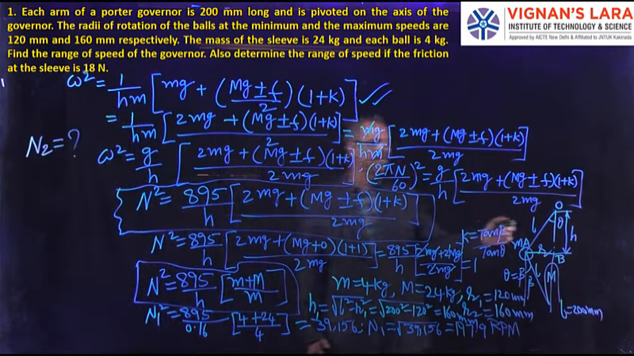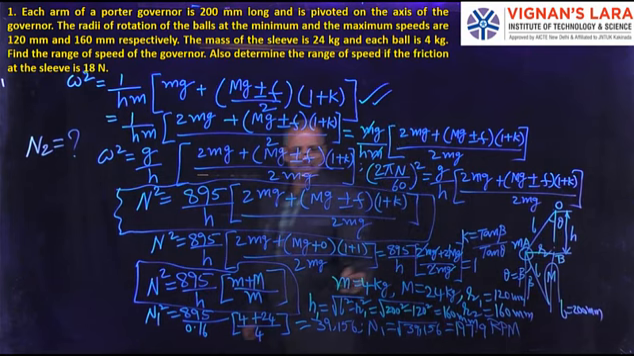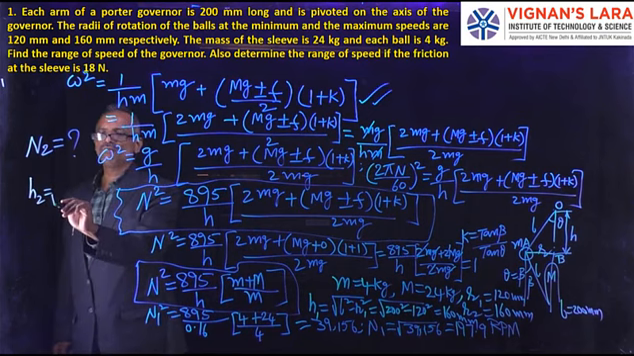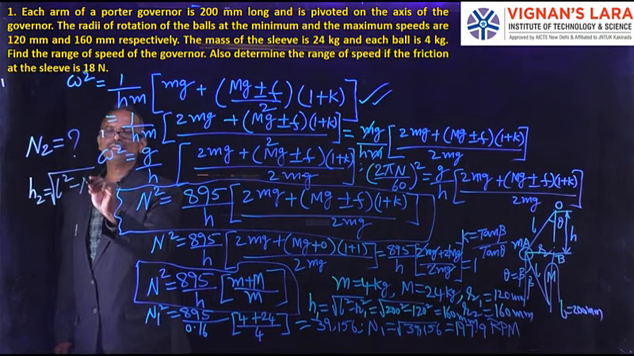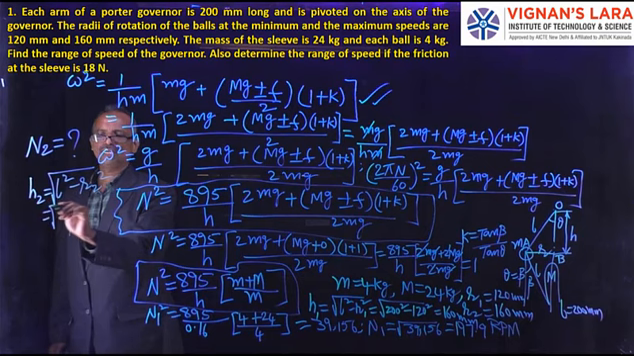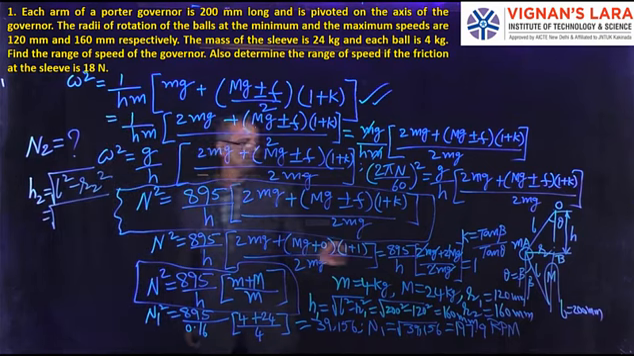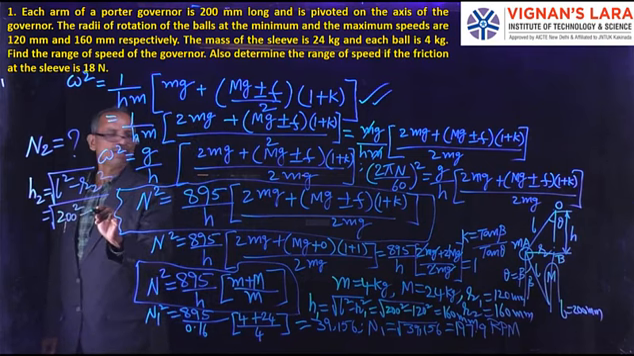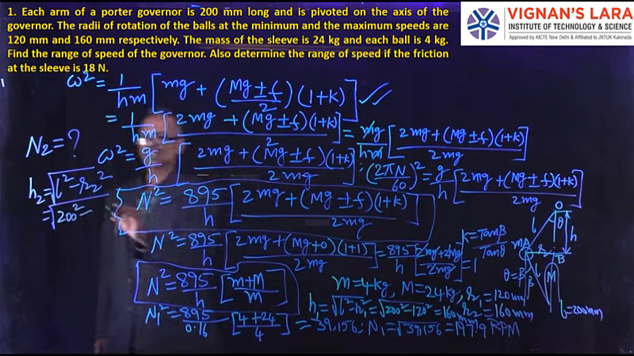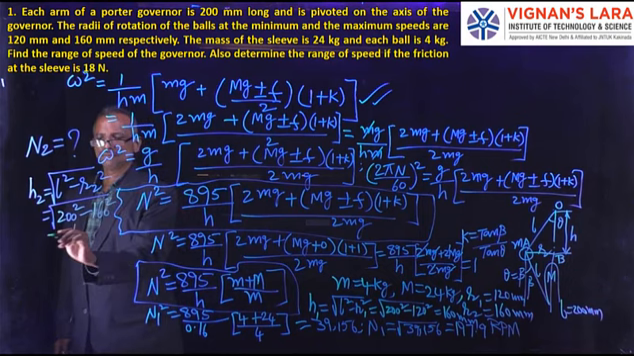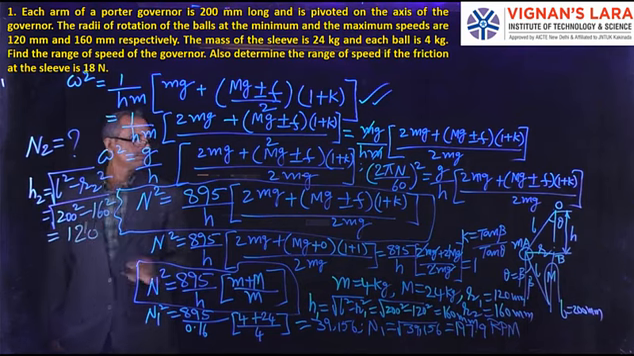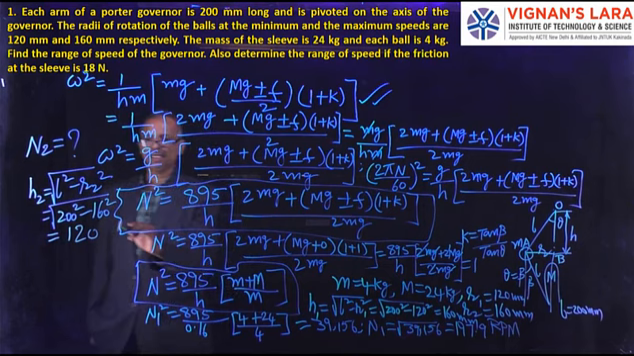Now what changes in this case? H2 is equal to root over L square minus R2 square. So what is R2? 160. So 200 square minus 160 square. By substituting this, you get 120 mm.